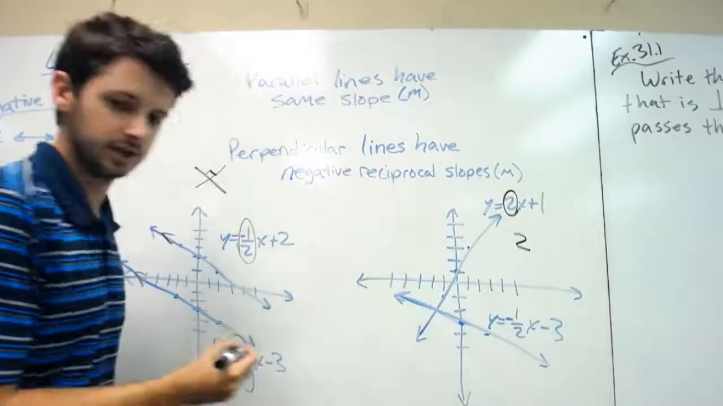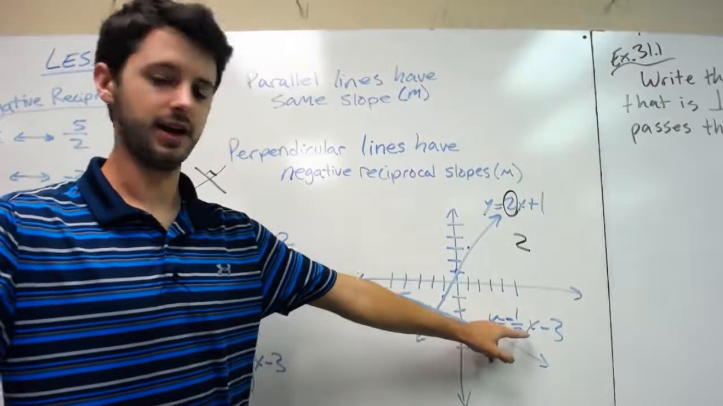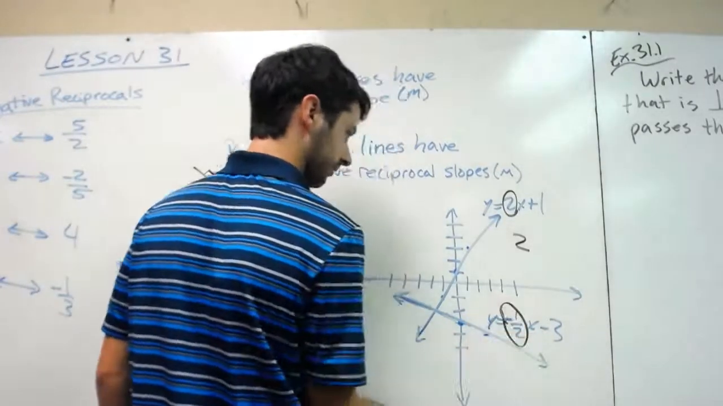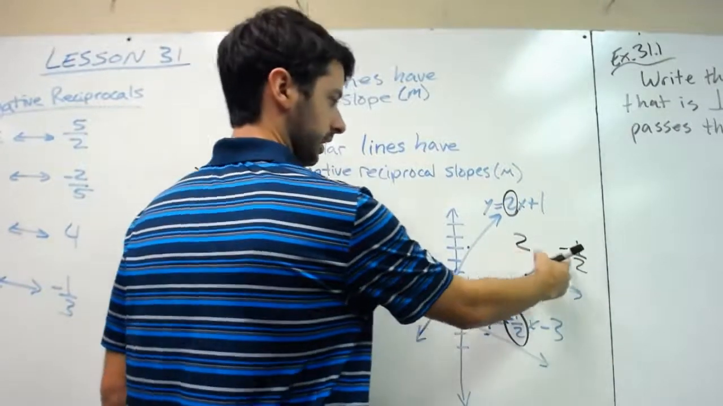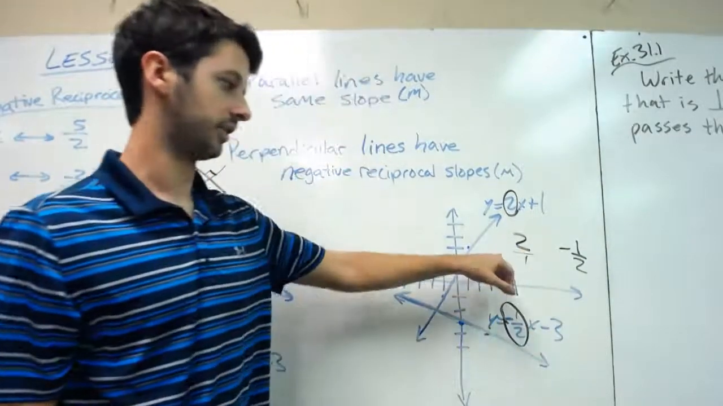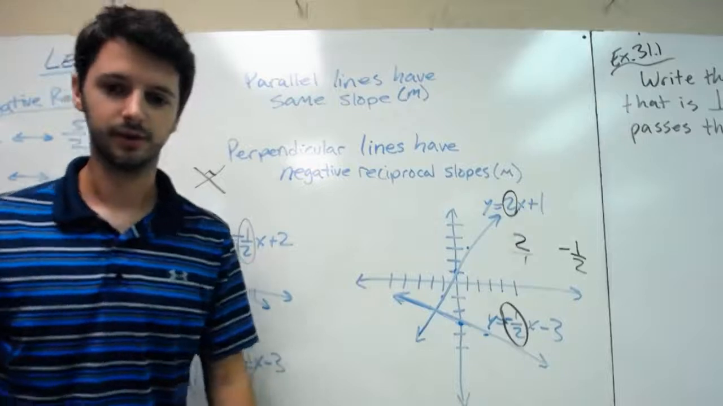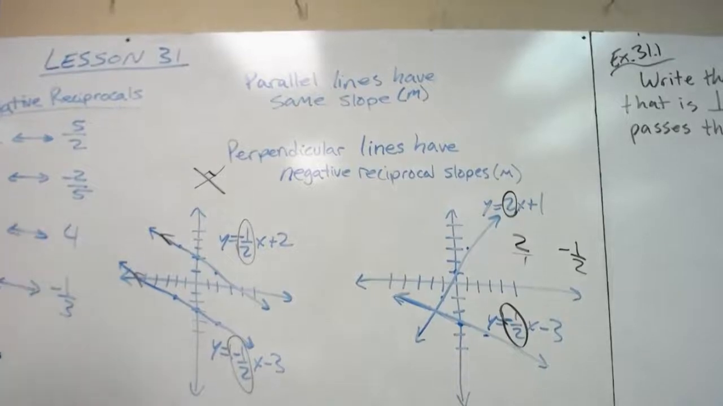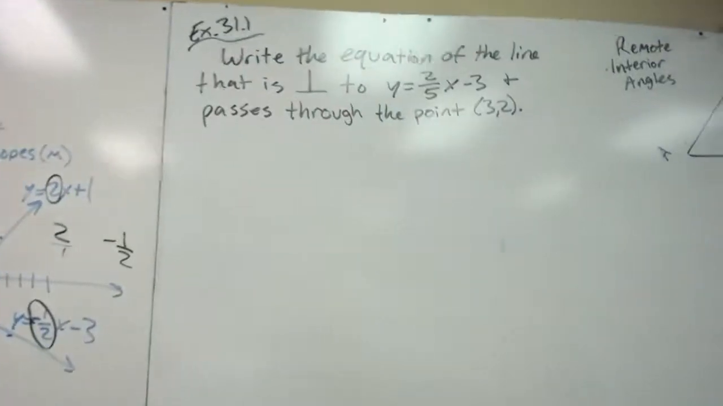Okay, always look at the m, the slope. Then we have a line y equals negative 1/2 x minus 3. Its slope is negative 1/2. Well, 2 and negative 1/2 are opposite reciprocals. I can put that over 1 if that helps you see it. They're opposite reciprocals, so therefore these two lines are perpendicular. And so that's what we're going to do when solving for equations of lines that have a perpendicular slope. So now let's look at an example in 31.1.